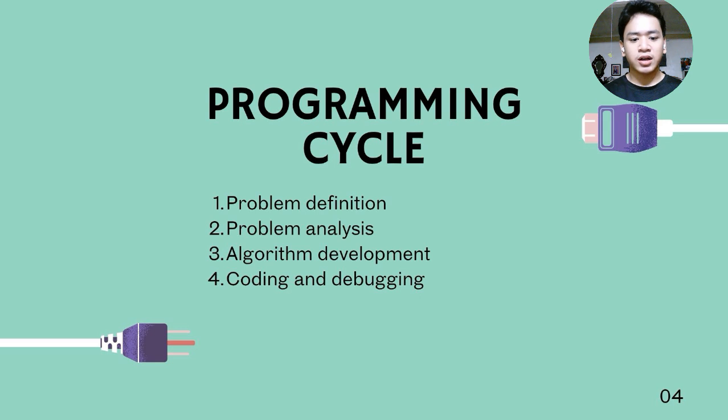And lastly, we have coding and debugging. Finally, we translate the algorithm into code using a programming language like Java or C++. At this stage, errors or bugs can appear. Debugging means testing and fixing these errors until the program works correctly.